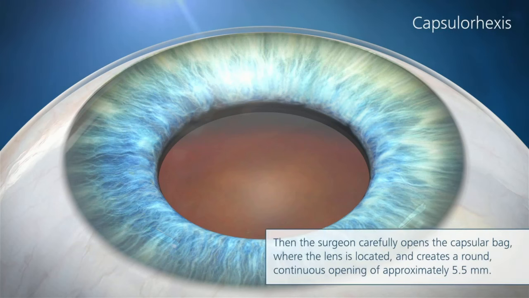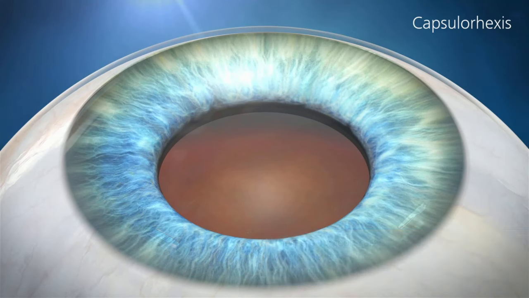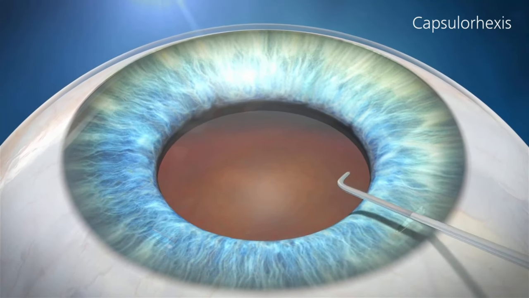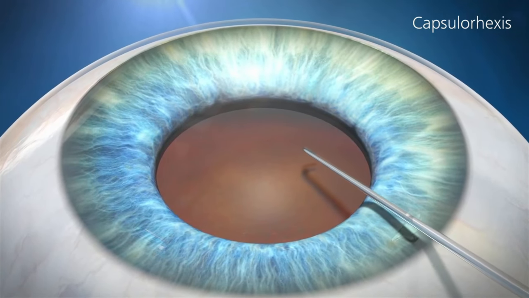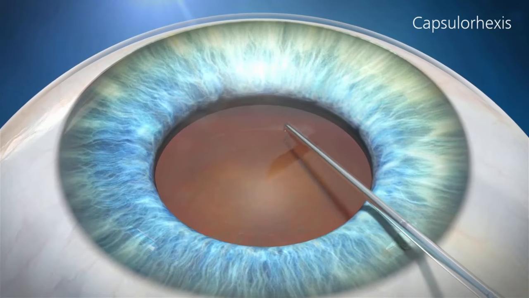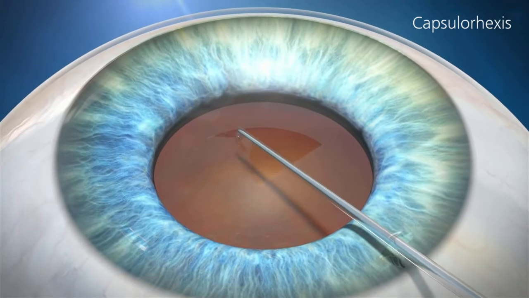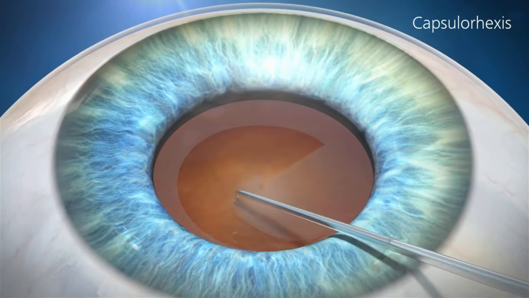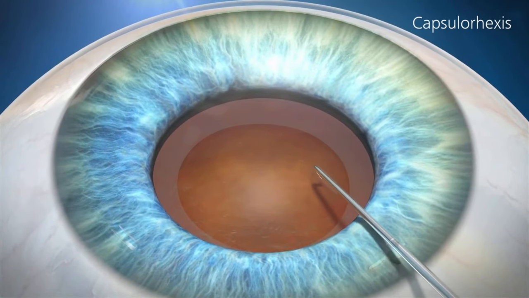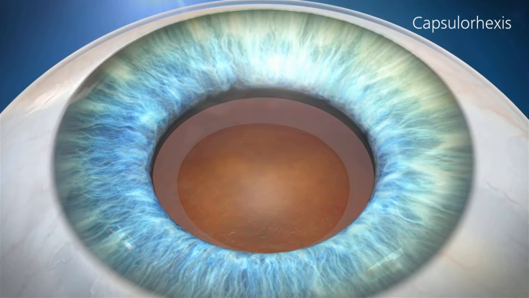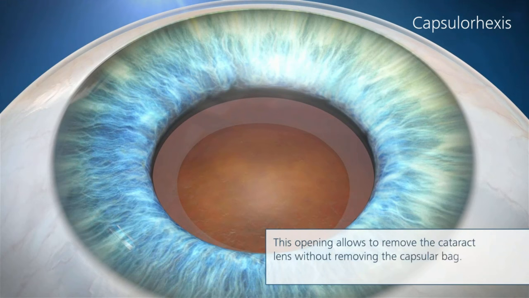Then, the surgeon carefully opens the capsular bag where the lens is located and creates a round, continuous opening of approximately 5.5 millimeters. This opening allows removal of the cataract lens without removing the capsular bag.